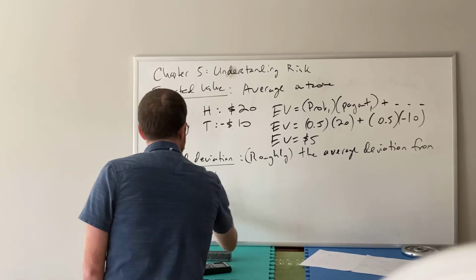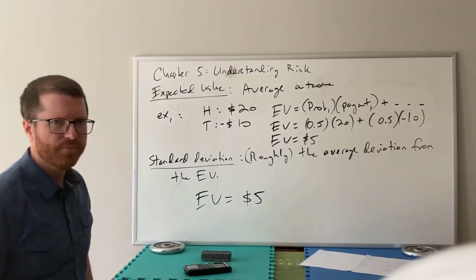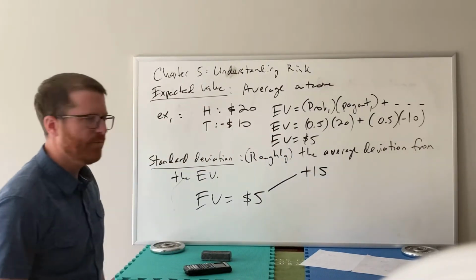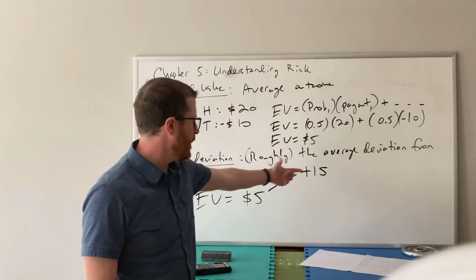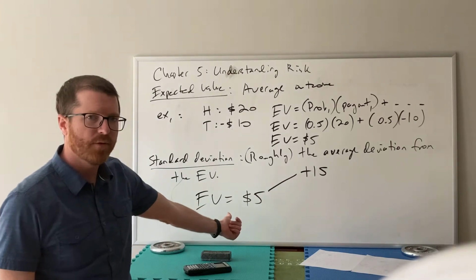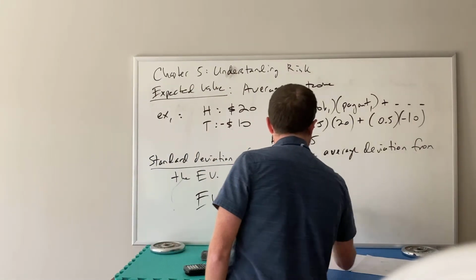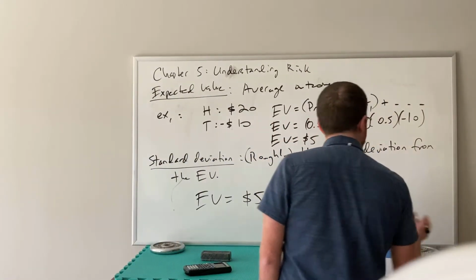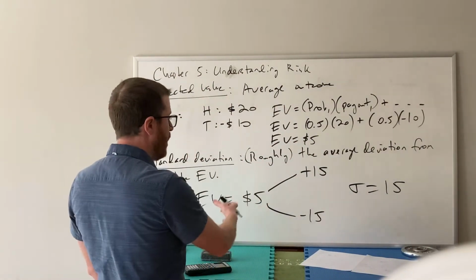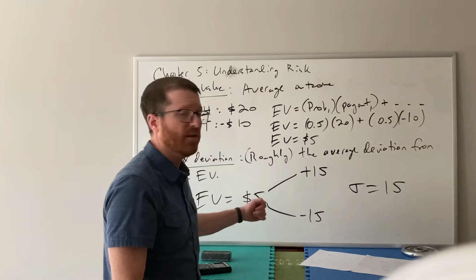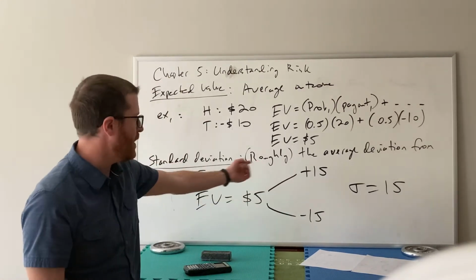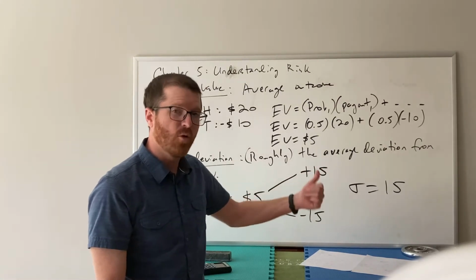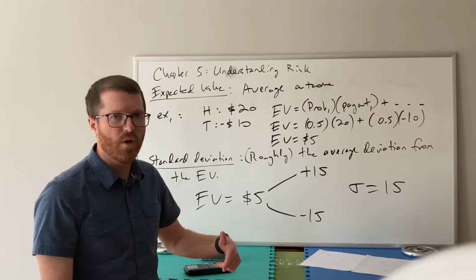Okay, so if the EV is $5 in this game, there are two possibilities. You do $15 better than that. Okay, so if you flip it as heads, you get $20, which is $15 better than the EV. The other possibility is you do $15 worse than the EV. And if you actually go and solve for this, you'll find that the standard deviation is 15. So the standard deviation is how far away an outcome is compared to the expected value. And in this case, it literally is defined by the average deviation from the EV. Okay, the standard deviation is 15 because if you flip the coin once, on average, you're going to be $15 away from the expected value.